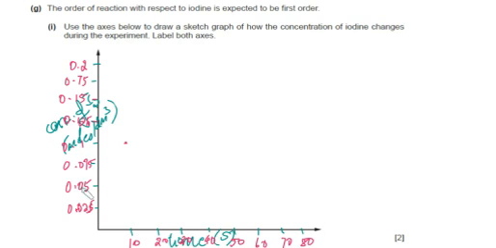Half of 0.1 is 0.05. See where 0.05 meets 20. So somewhere here. Half of 0.05 would be 0.025. Again, I have to maintain equal spacing, so it will be at 30, somewhere here. You have to join all the points and extend it.